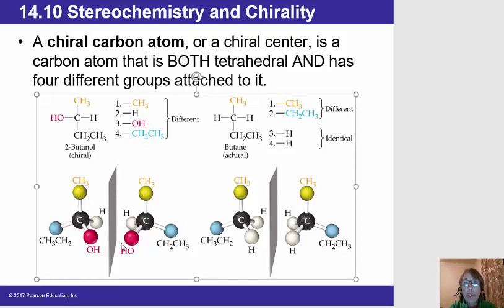So this is just to show you we're not going to be looking at a mirror image of every molecule as we move forward. We are just going to identify a carbon as chiral or not: 1, if it has 4 bonds, and 2, if each of those substituents are different. Now on the right we have an achiral carbon, and the reason it's achiral is that it has 2 of the same substituents, 2 hydrogens. So it is tetrahedral, but because it has 2 hydrogens directly bonded to it, it cannot be chiral.